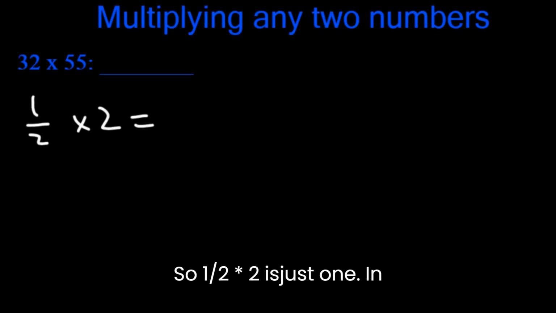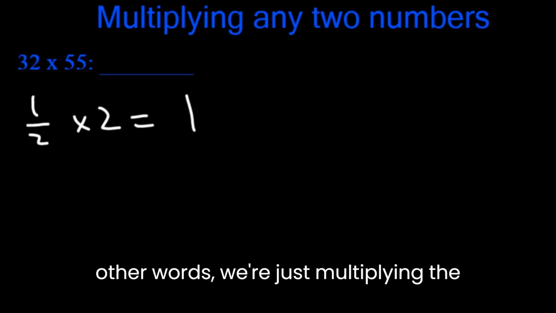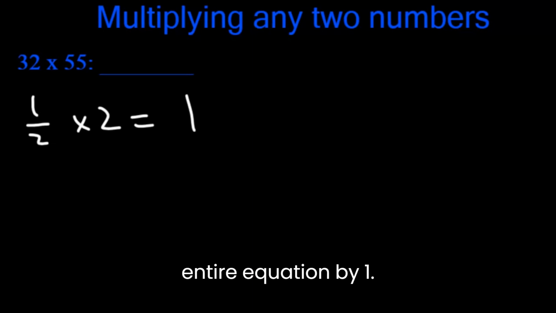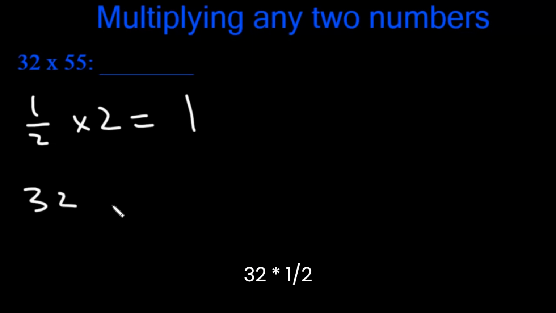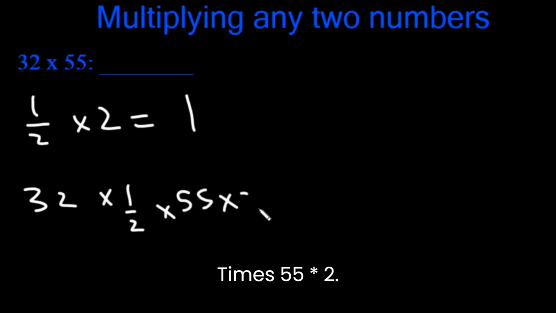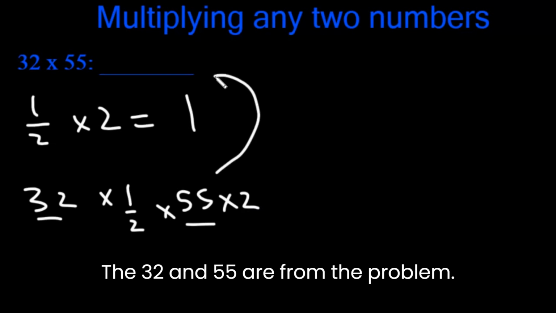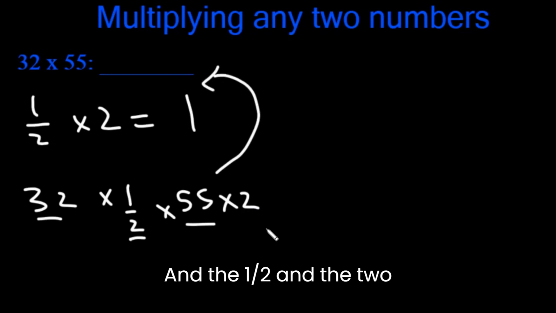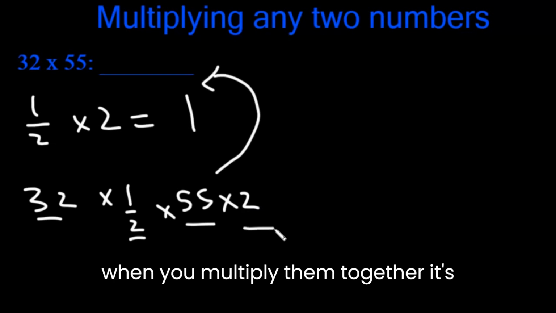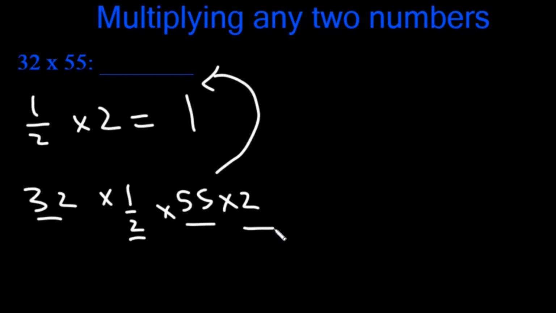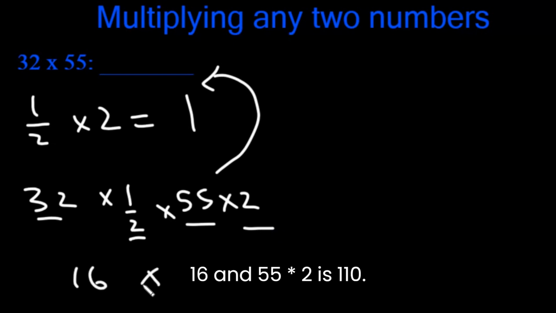So 1/2 times 2 is just 1. In other words, we're just multiplying the entire equation by 1. So we do 32 times 1/2 times 55 times 2. The 32 and 55 are from the problem, and the 1/2 and the 2, when you multiply them together, is just a 1. So 32 times 1/2 is 16, and 55 times 2 is 110.